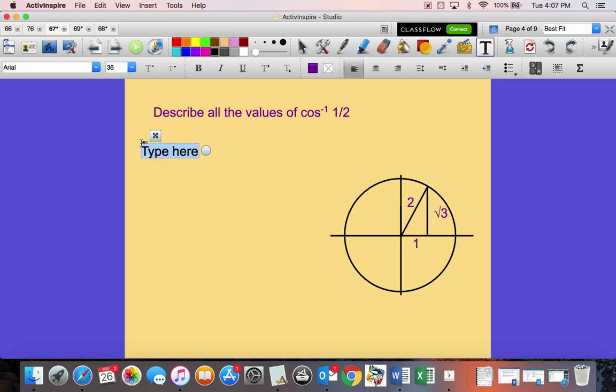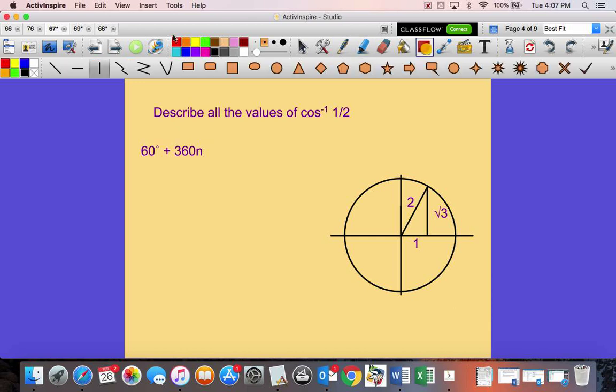What angle measurement would that be? Even though it's a different problem, the answer is still 60 degrees. Describe all of them, so plus 360n would be the first one. Then we have to find the other one. For cosine, we want to find the other quadrant where the adjacent side is a positive 1. Well, that would go down into the fourth quadrant.